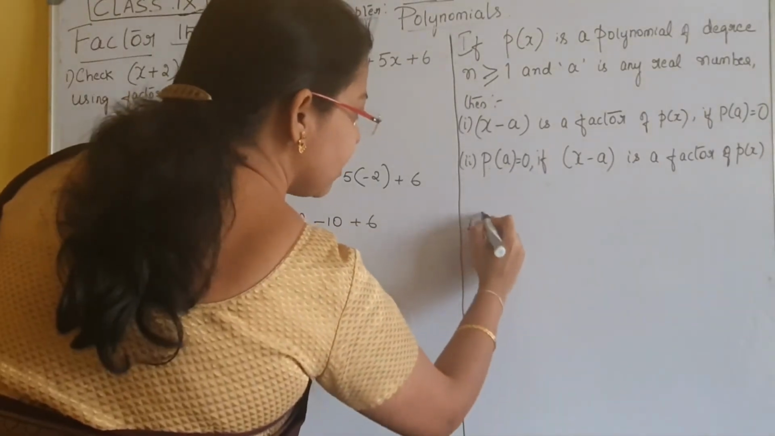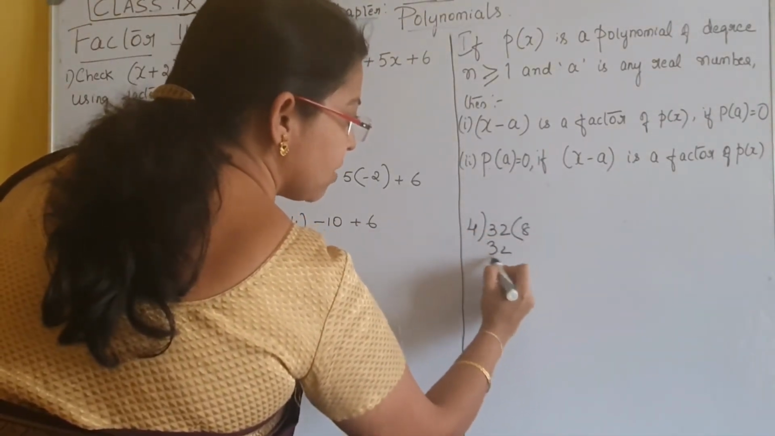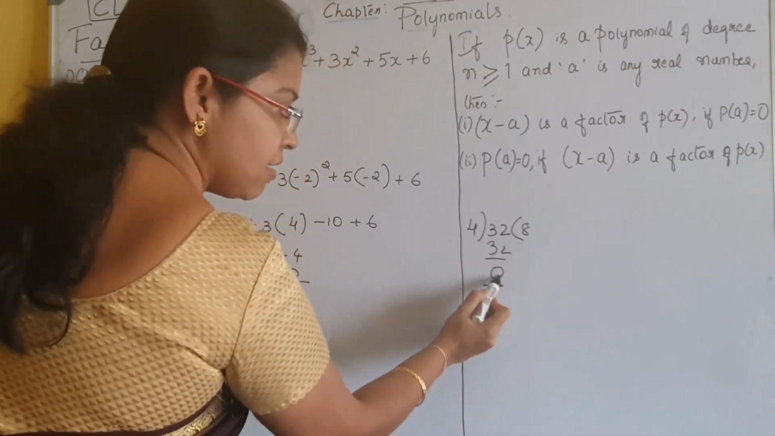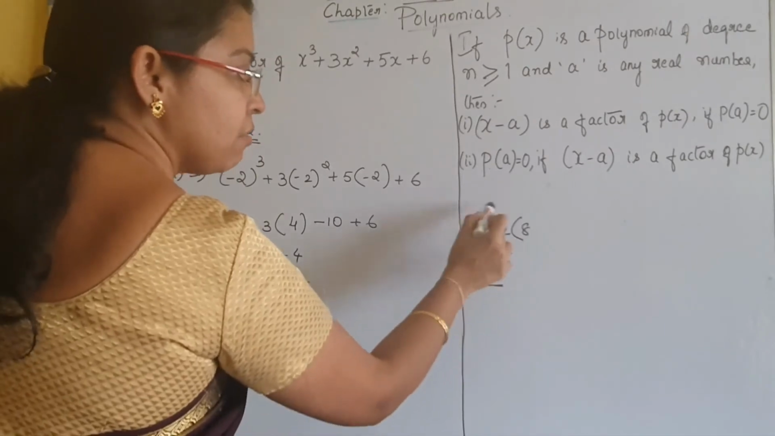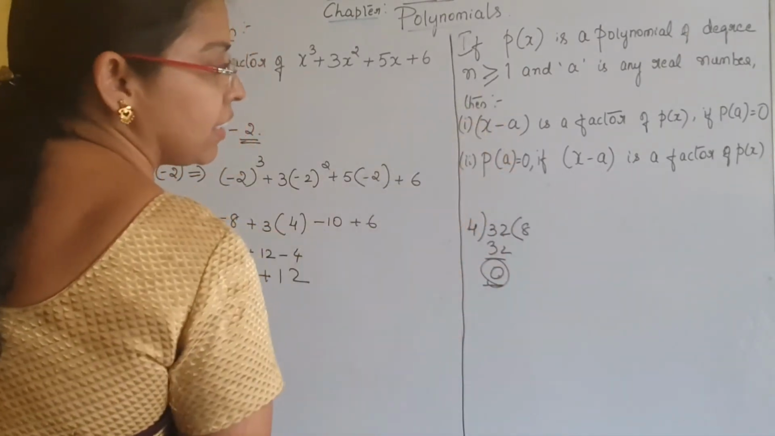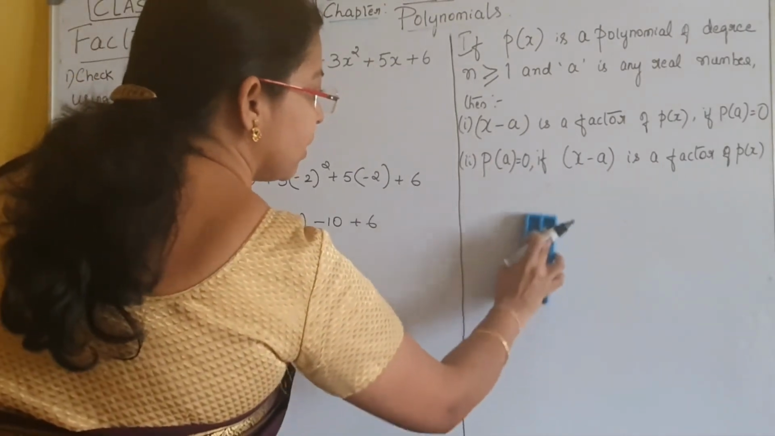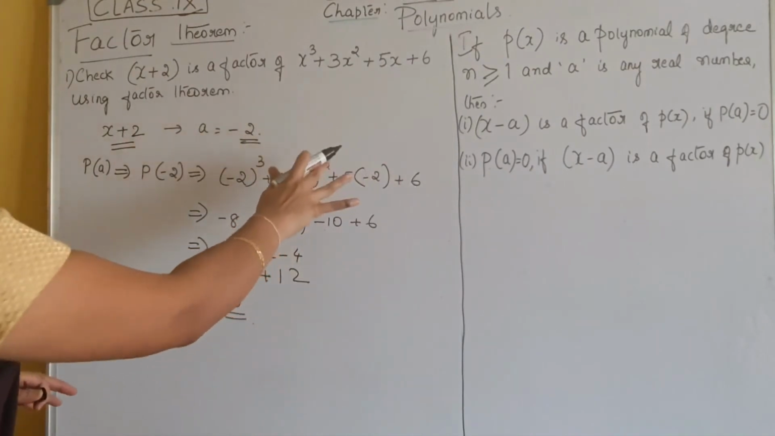So you just take this as an example always. Any number 4, 8, 32: the remainder is 0. If the remainder is 0, 4 is a factor of 32. If 4 is a factor of 32, then the remainder is 0. This is what the factor theorem is all about. This is with the numbers and this is with the polynomial. Exactly the same logic we apply here.